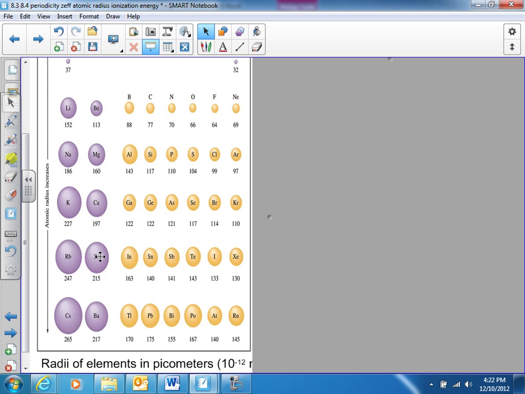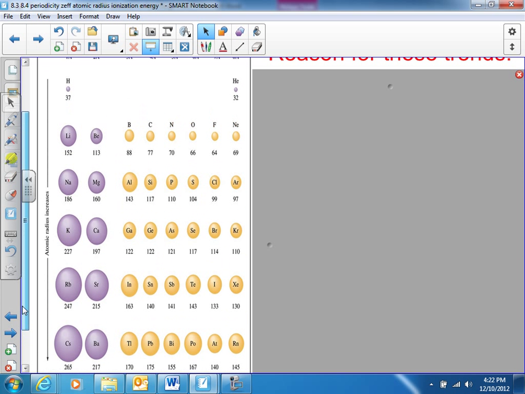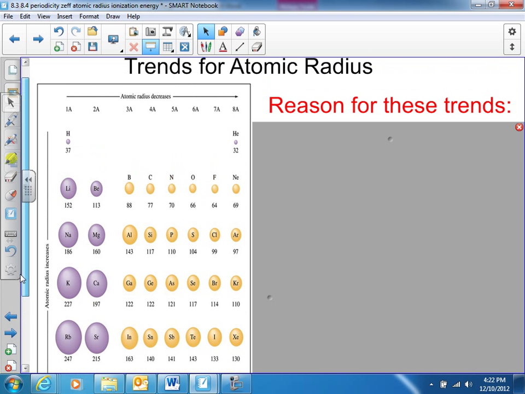And left to right, hopefully you can see, indeed, the radius does decrease. Looks like there are some exceptions right in here, but we're not going to worry about that little exception. And as we go down the periodic table, the atomic radius increases. It decreases to the right, increases going down. So, any ideas why that might happen?